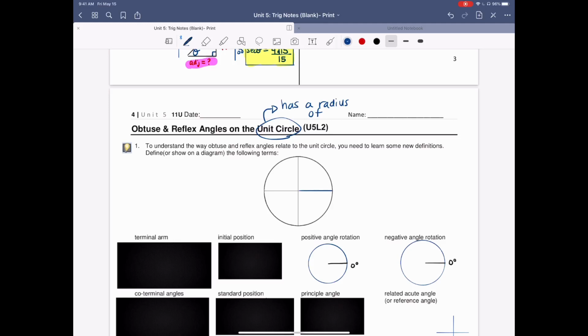Good morning, class. Unit 5, Lesson 2 is on obtuse and reflex angles on the unit circle.